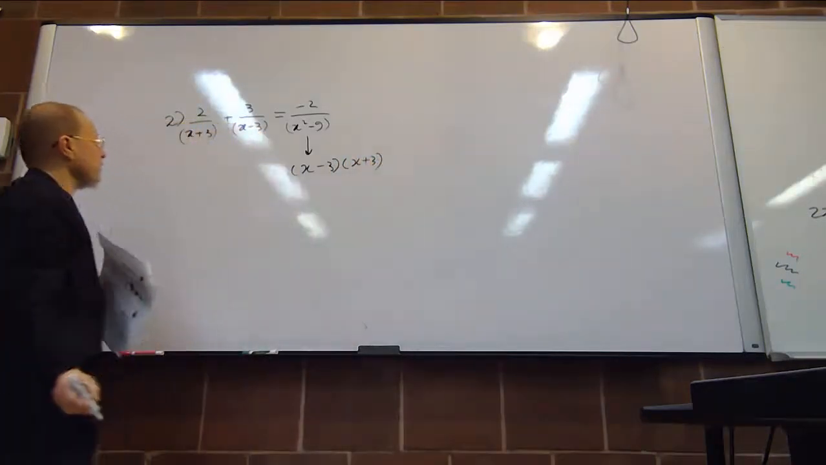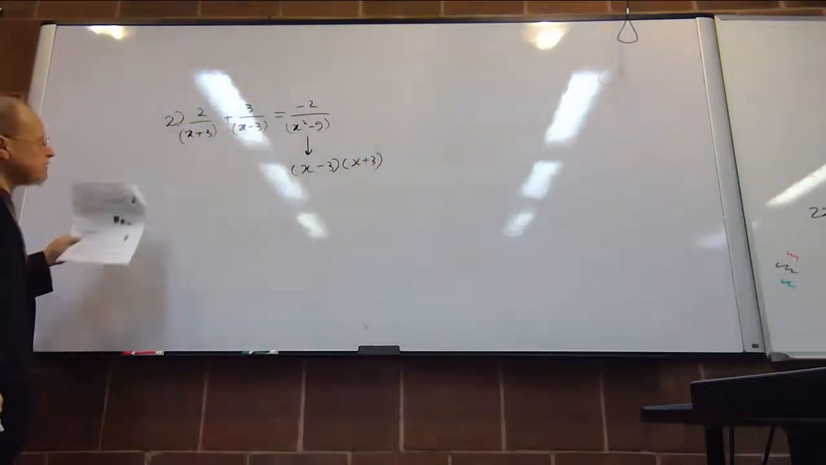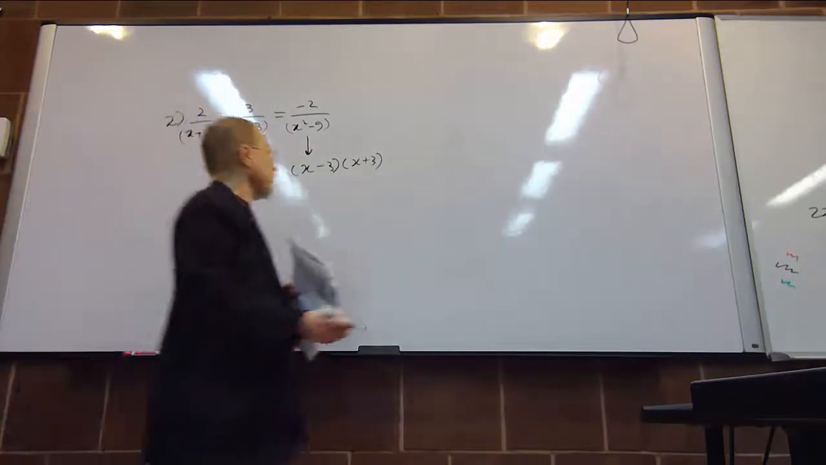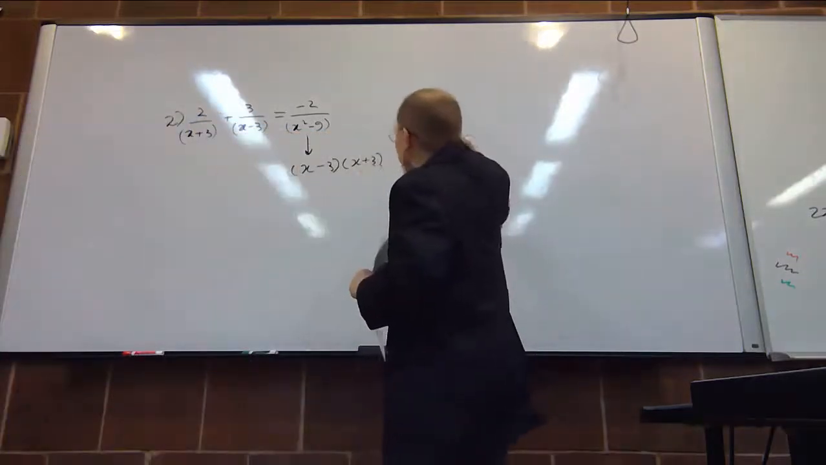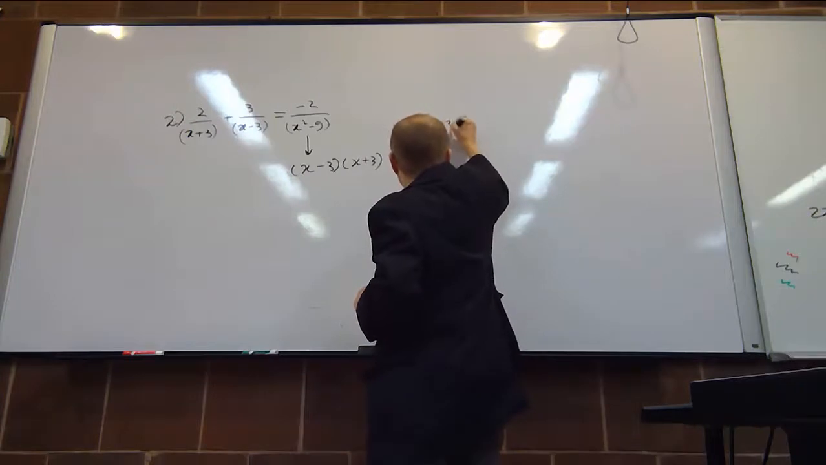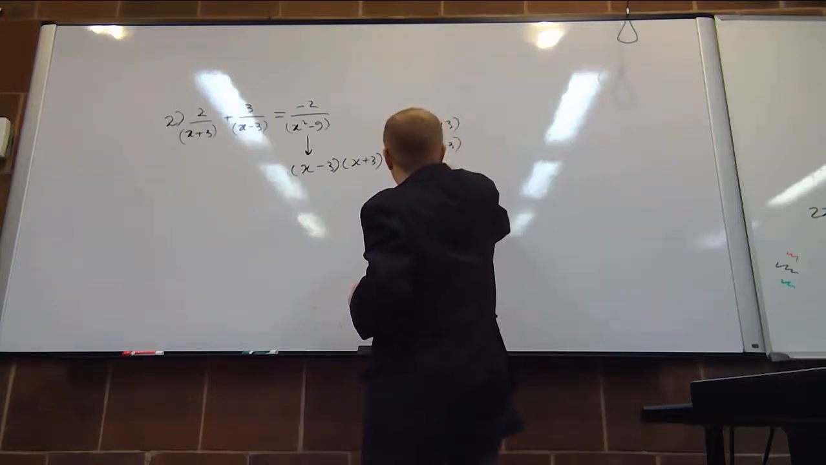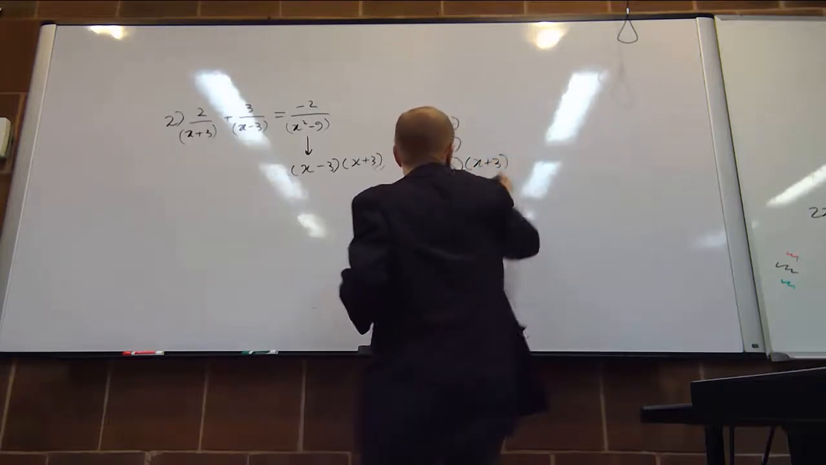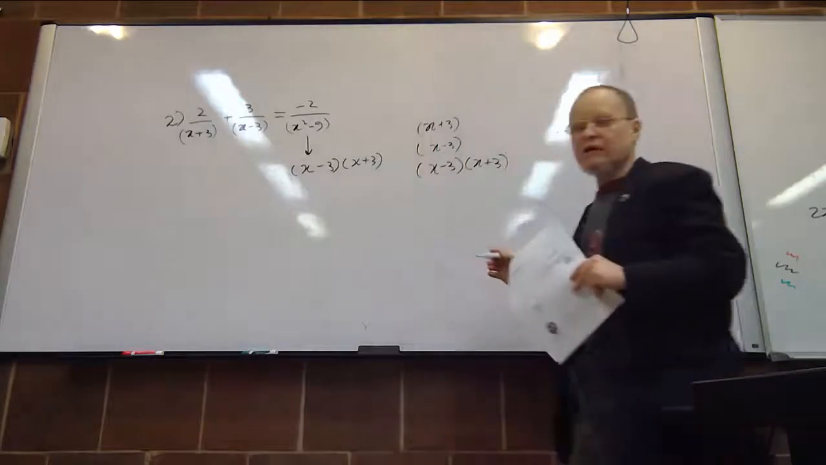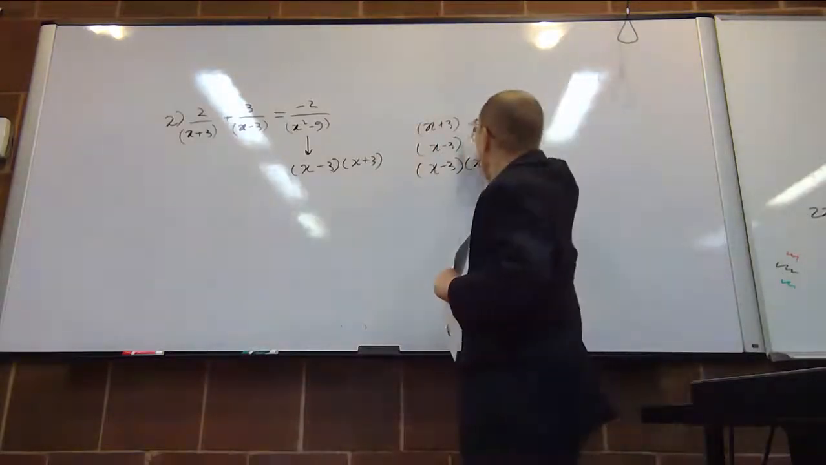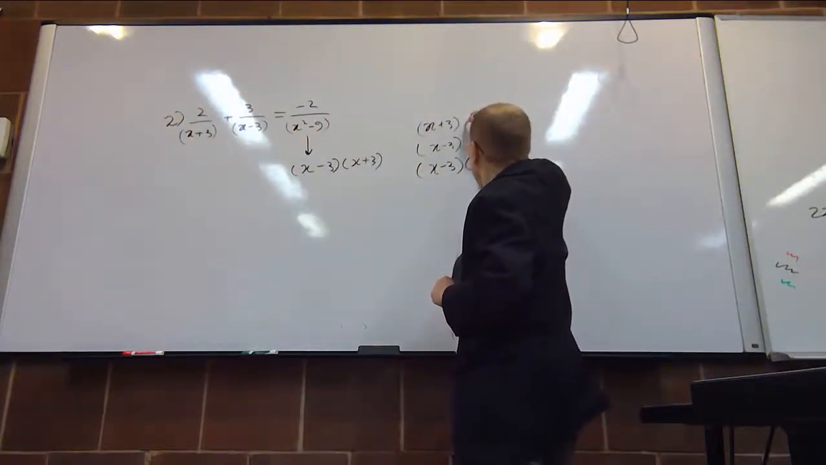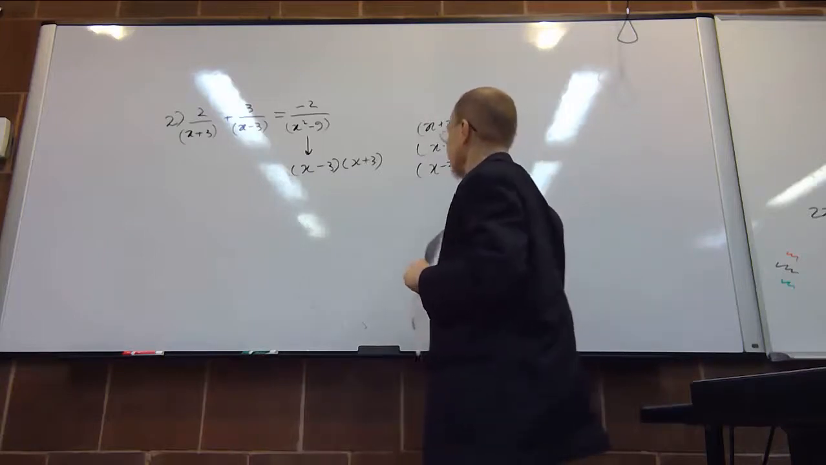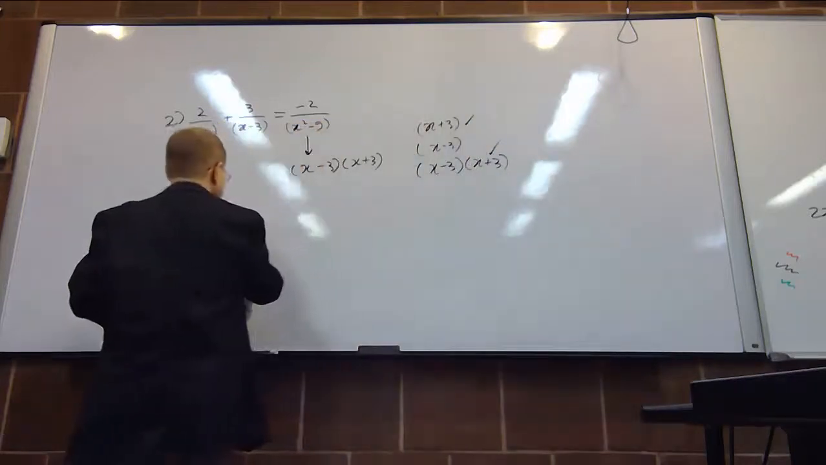Okay, so we have that. Now we're going to list all our possible factors. Here we have x plus 3. We have x minus 3. We have x minus 3, x plus 3. So we want to see what's the highest power. We have the x plus 3. Well, we have an x plus 3 here, x plus 3 here. So all we need is the x plus 3.